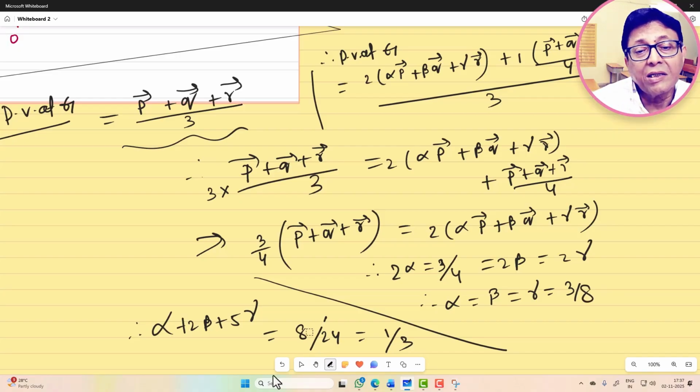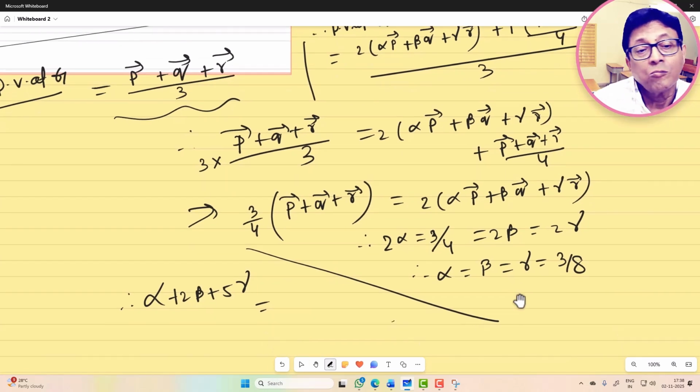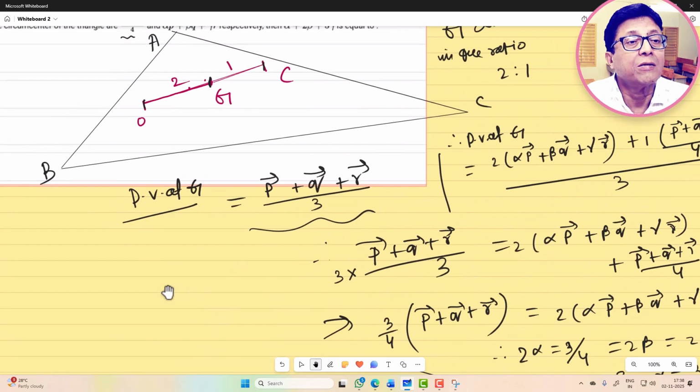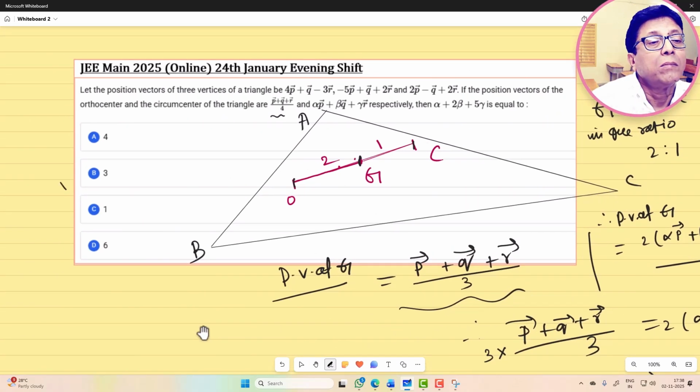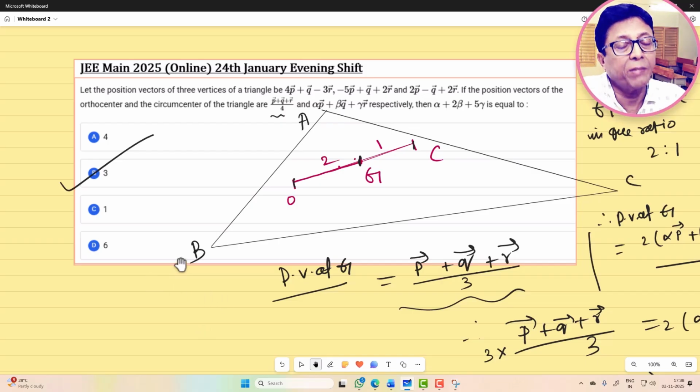So here this thing is going to be what now? Alpha plus 2 beta plus 5 gamma, it is occurring 3/8 times here, 1 into this, 2 into 3/8, 5 into 3/8. Okay, so 8 into 3/8, the value is 3. Okay, so this is the correct one. This came in the 2025 paper.